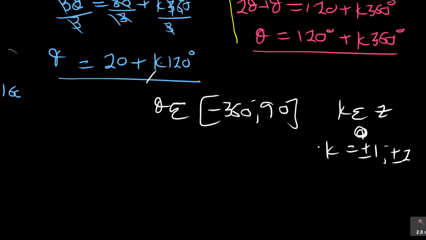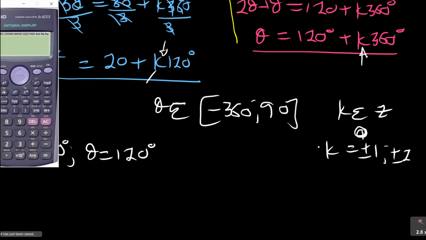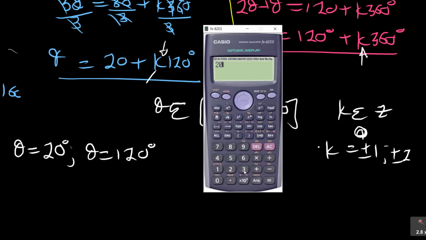You start from 0. So when k is 0, when you put 0 here, theta is equal to what? That's the first one, 20 degrees. And when k is 0 here, this goes just like there. See that what I mean? So when that becomes 0, theta is equal to 120 degrees. You do the same thing when k is 1. So it's 20 plus 1 times 120. Use a calculator there.